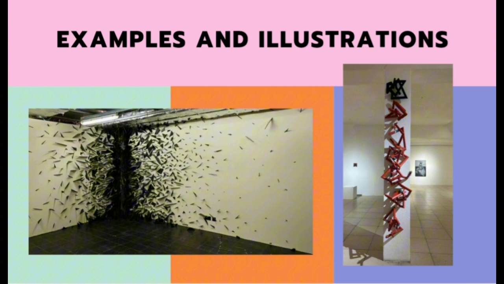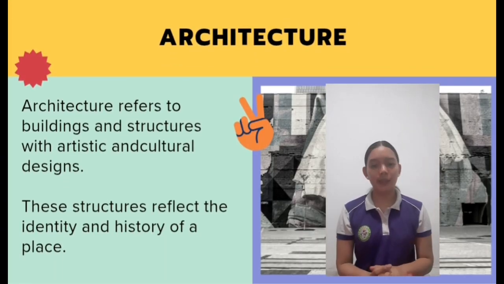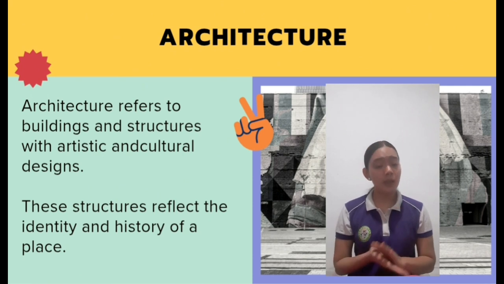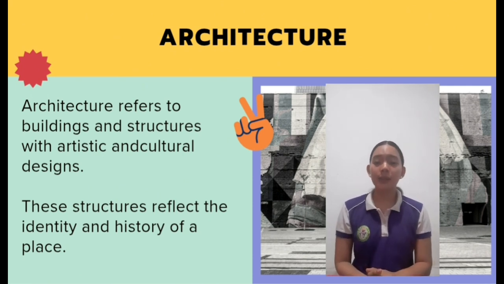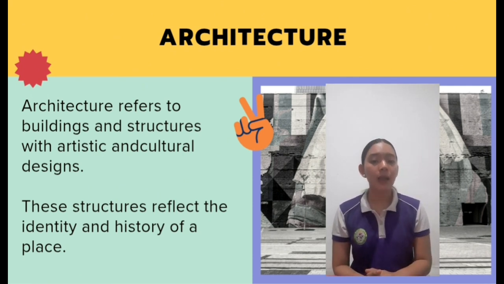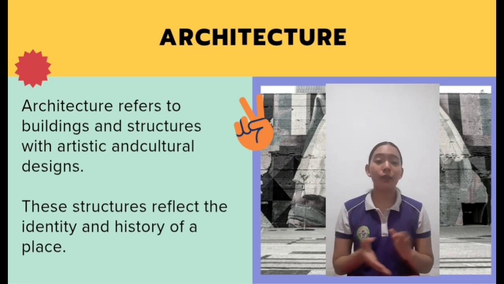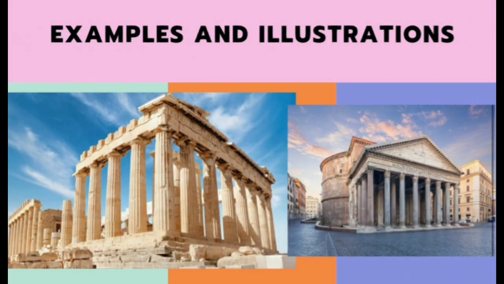Let us proceed to the architecture, the sixth. So architecture refers to buildings and structures with artistic and cultural designs. These structures reflect the identity and history of a place. There are a lot of examples, but churches, ancestral homes, temples, and modern buildings are some examples of architecture.